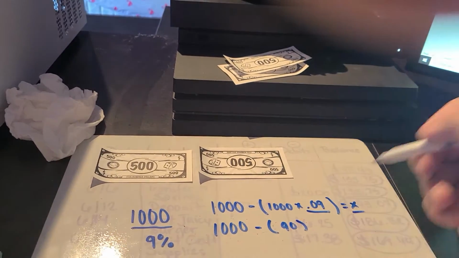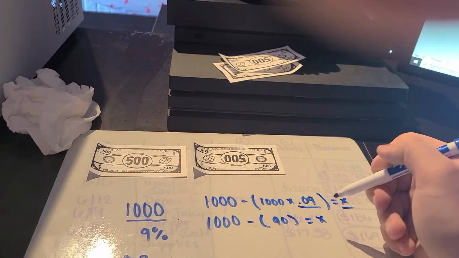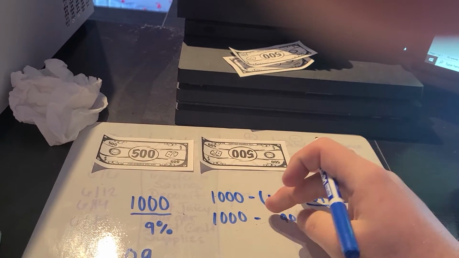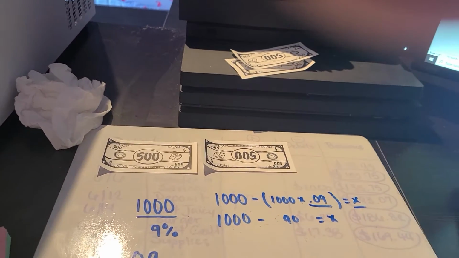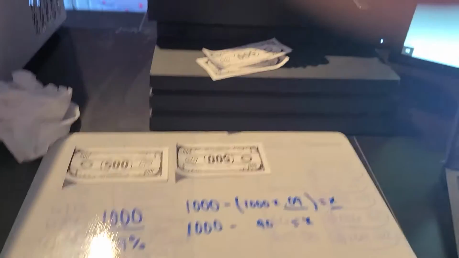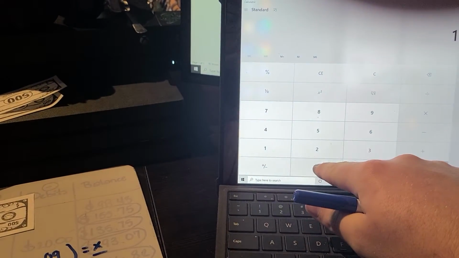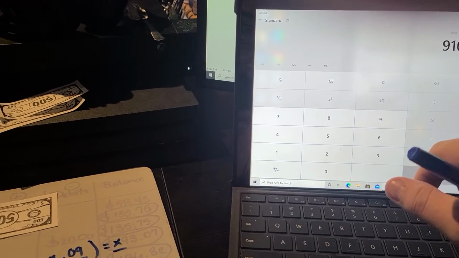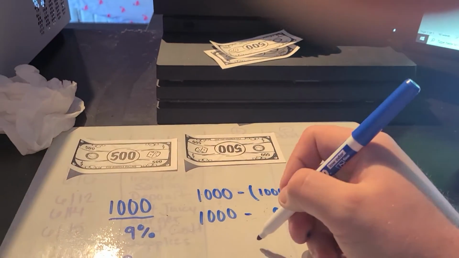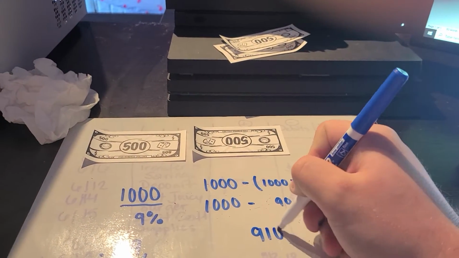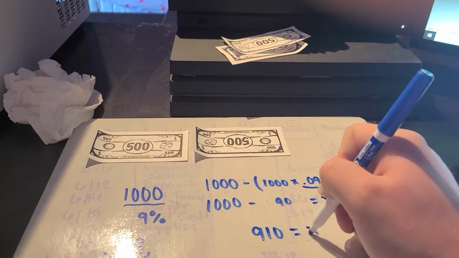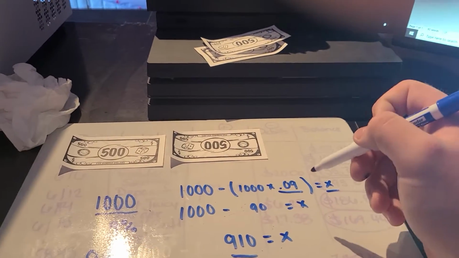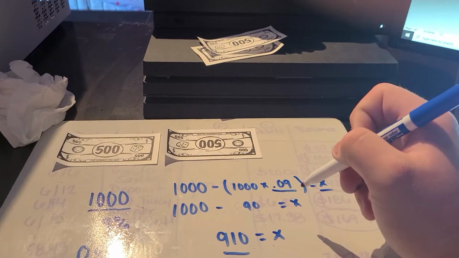So out of this, we have 1,000 minus $90 equals X. Now that we have the inside of the parentheses solved, we can take those parentheses away. So now we're going to subtract 90 from 1,000, correction. That will equal $910. So 910 equals X. This is going to be how much we earned after our payroll taxes was taken out.